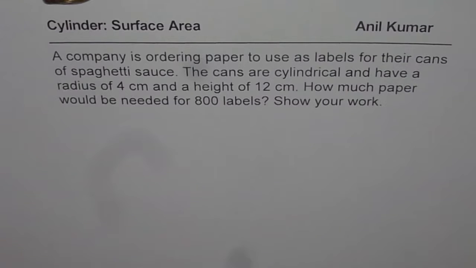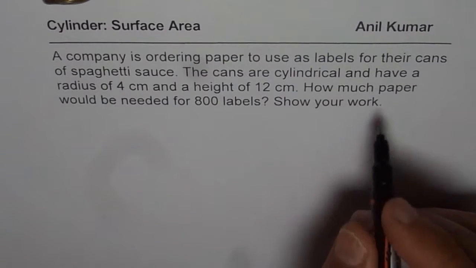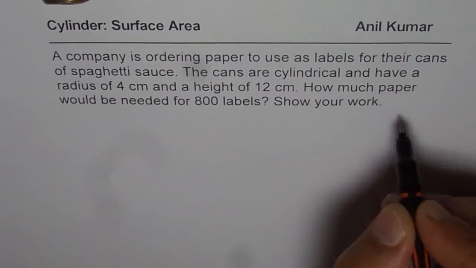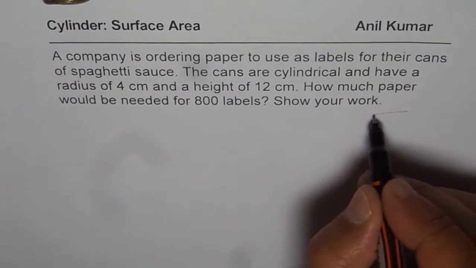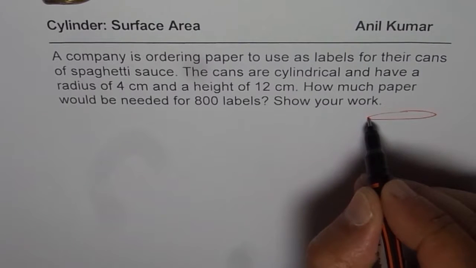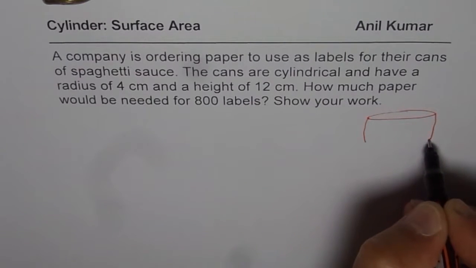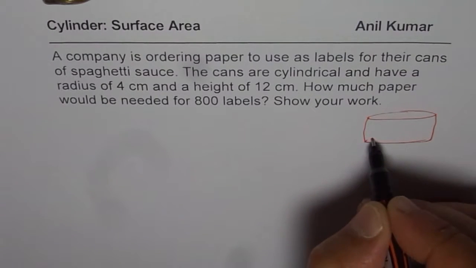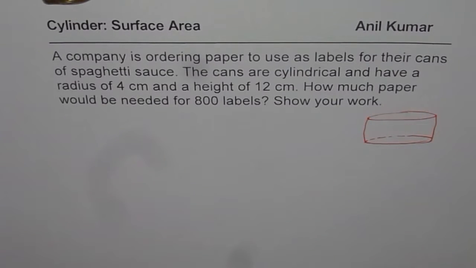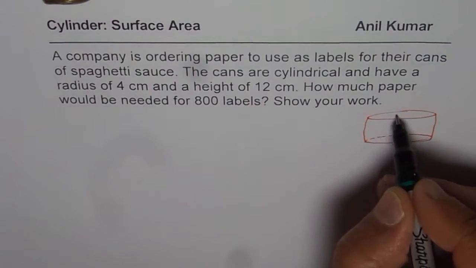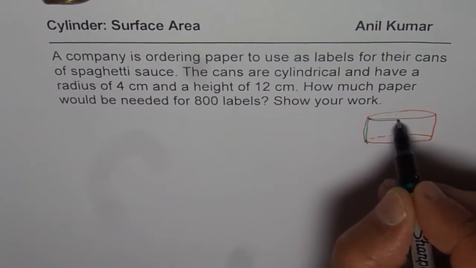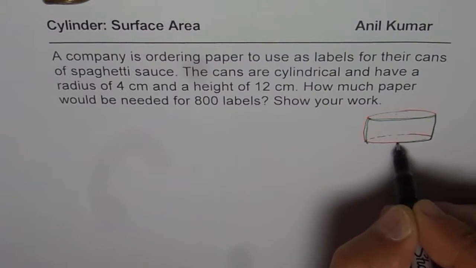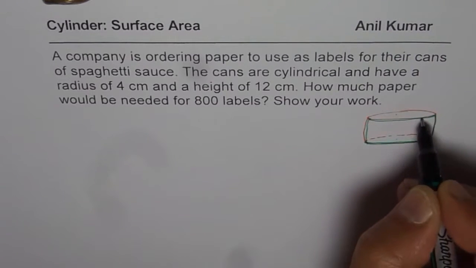Show your work. Now this is a very important question and a very interesting one also. Let's make a can of spaghetti sauce first. We are already given a cylinder, so that's the cylindrical can. Now we need to put labels on this. So where will the label go? Will it go on the top or bottom? Not at all. The label actually goes on this lateral surface. Do you understand? Label only goes on this lateral surface.